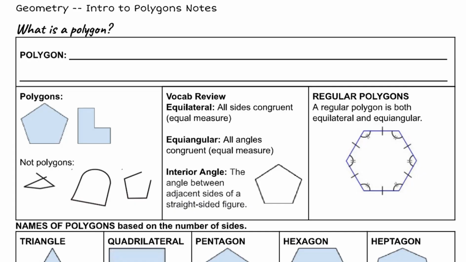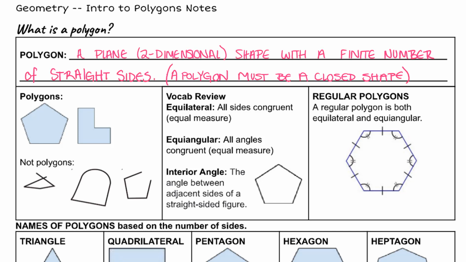In geometry, we work with shapes a lot. A category of shapes that we work with is polygons. What is a polygon? A plane shape, plane just means two-dimensional, with a finite number of straight sides.